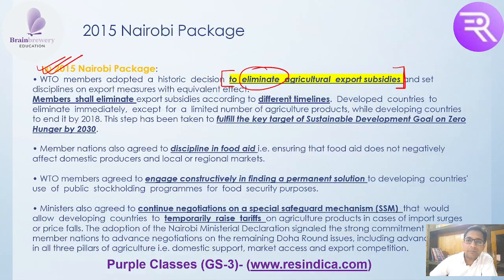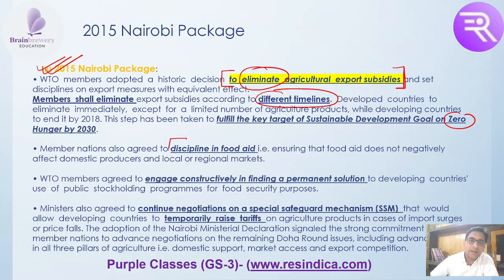Members shall eliminate, but timelines have been given, like developed countries will be removing the export subsidy by this time. Developing countries will be removing the subsidy by that time, because we have to achieve certain targets, like the sustainable development goal of zero hunger by 2030. So we have to make sure that proper competition is maintained in the market, and discipline has to be maintained in food aid.